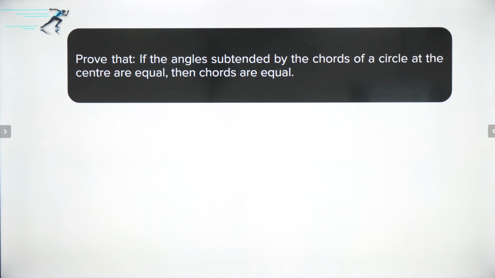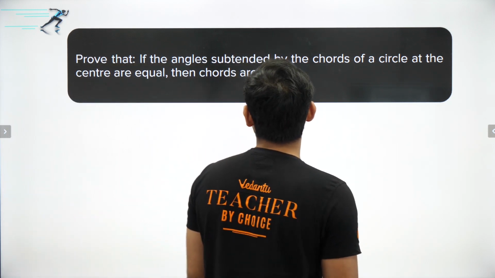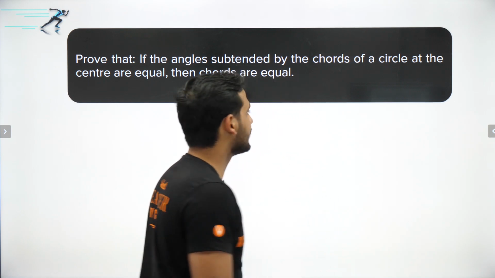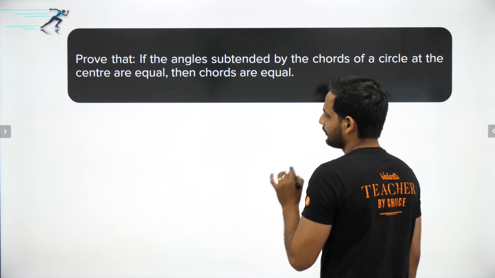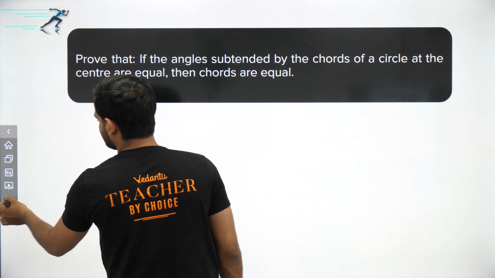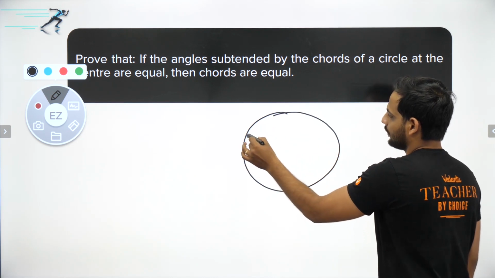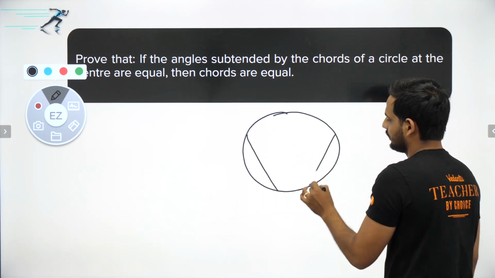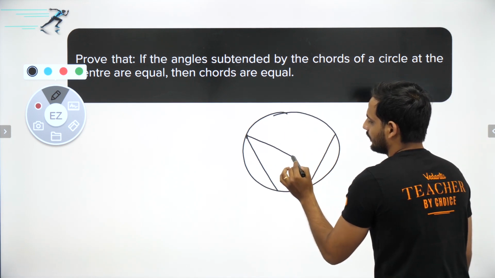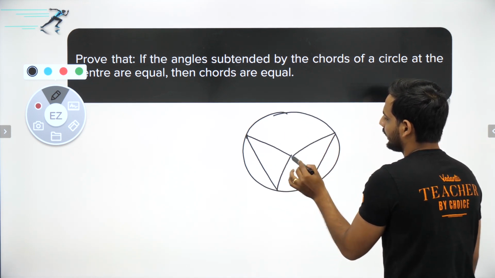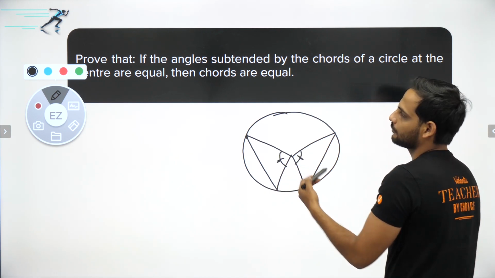Next question we have, prove that if the angles subtended by the chords of a circle at the center are equal, then the chords are also equal. Again, a very easy proof, won't take much time. Okay, what do you have? Here you have that, let's say you have 2 chords and these 2 chords are subtending, let's say, an equal angle at the center. This angle is equal. So I have to prove the chords are also equal.